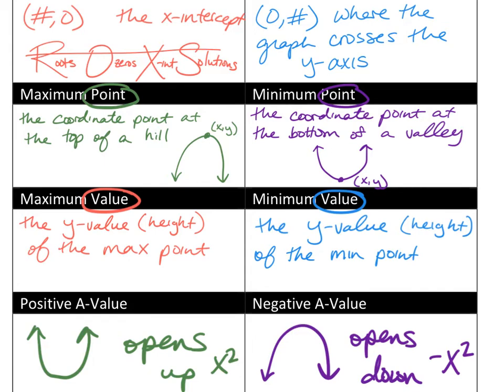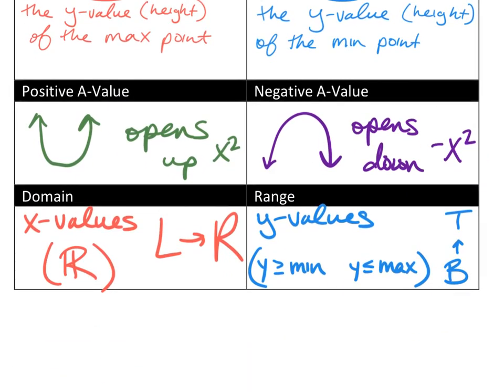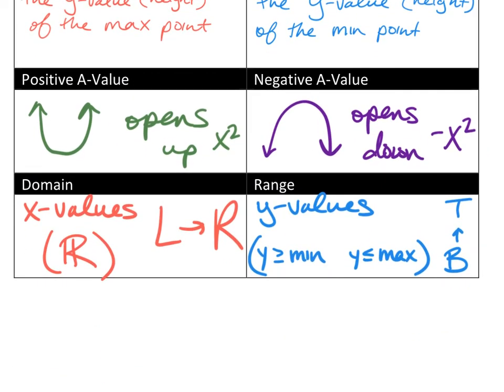The two at the very bottom are positive a value and negative a value. When you have a positive a value, you have a happy parabola. What does this shape look like if you have a positive a value? A smiley face. Happy parabolas are positive.